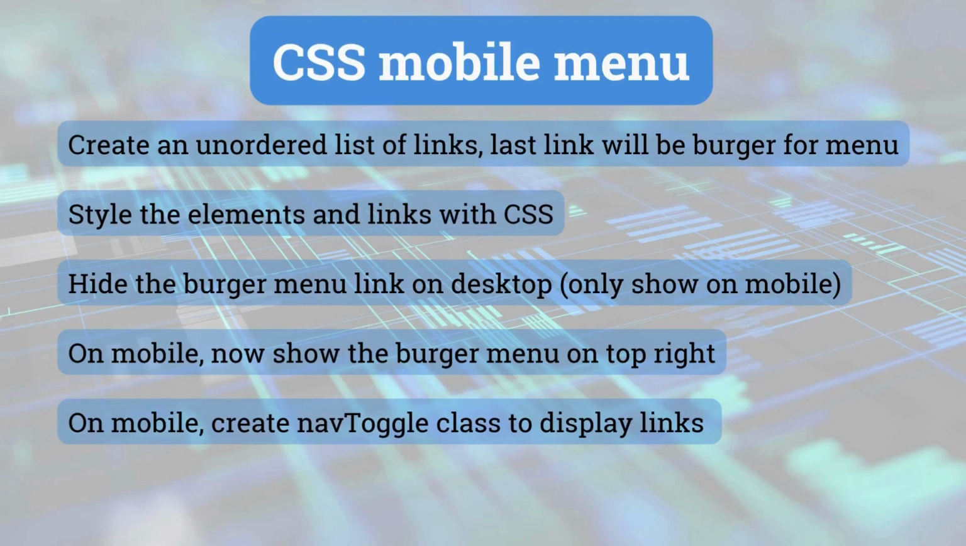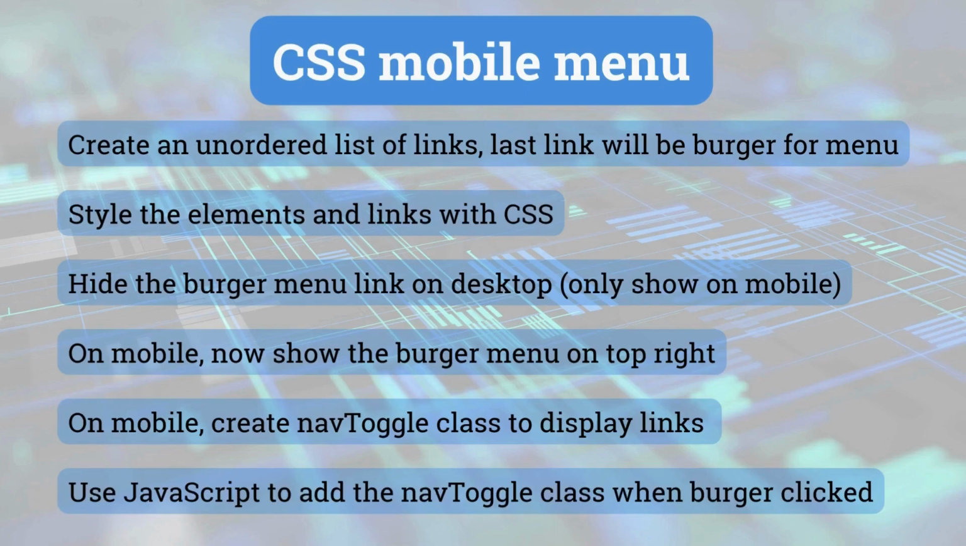And also on mobile, we'll create a nav toggle class to display links. Then we'll use JavaScript to add the nav toggle class when the burger is clicked. This way, when someone clicks the burger icon, the menu will open down on mobile devices. When they click it again, the menu will collapse.